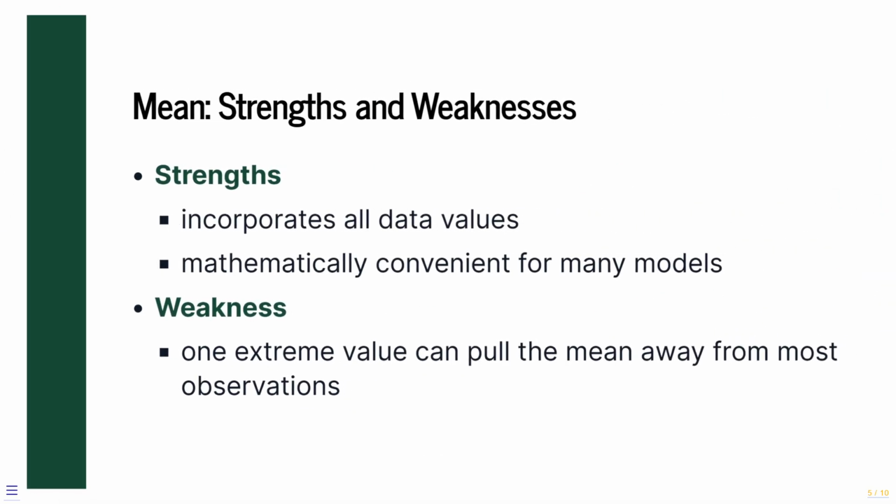Because the mean uses every observation, it incorporates all available information and is mathematically convenient. However, this same feature makes the mean sensitive to outliers. A single unusually large or small value can pull the mean away from where most of the data lie, making it a poor description of what is typical.